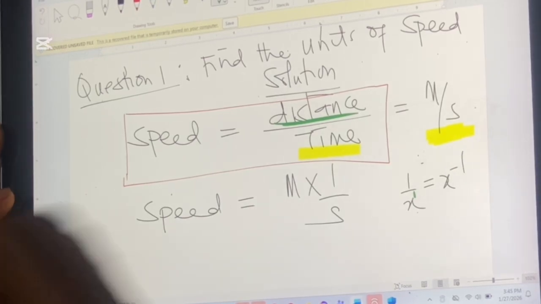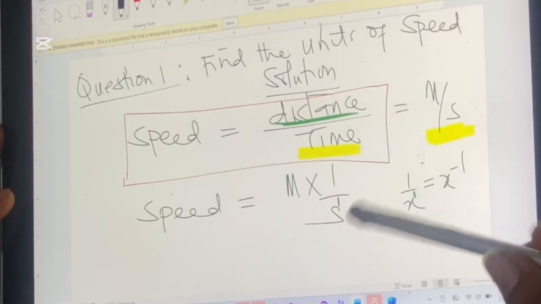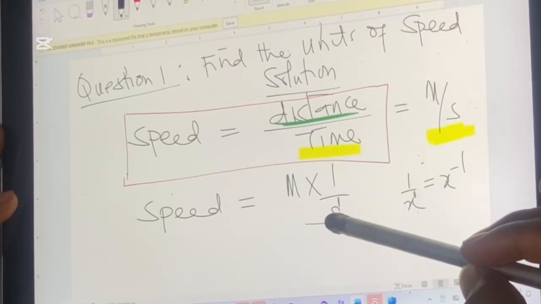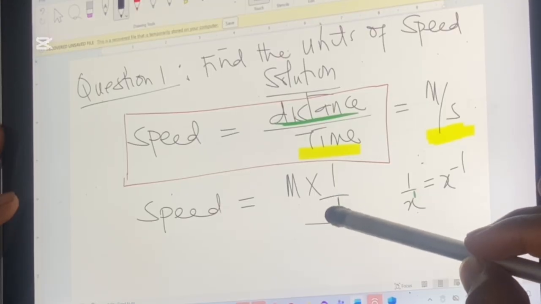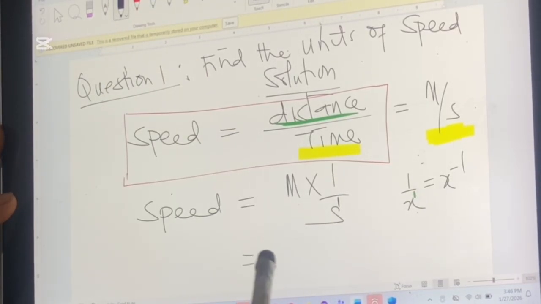Okay, applying this law here, there's an invisible one here, class. Please take note. Taking this s raised to power of 1 from denominator to numerator, I'm going to have meter times s raised to power minus 1.